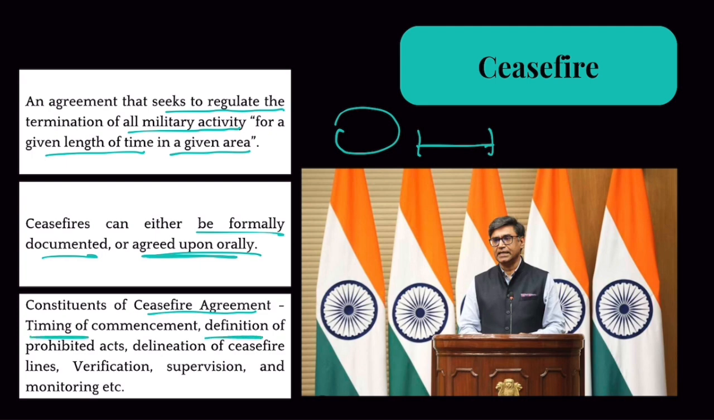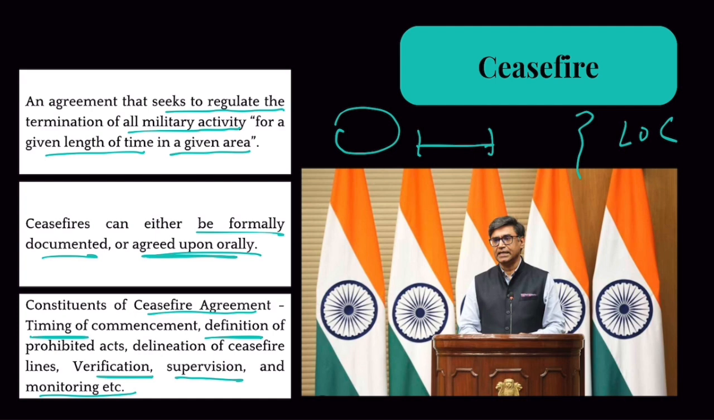Definition of what constitutes violation of ceasefire. Basically, definition of what is not allowed. Firing of guns not allowed, firing of shells not allowed, missile attacks not allowed. Everything should be written. You have to basically demarcate the ceasefire line also, which is currently in India the LOC. Verification, supervision, and monitoring mechanism should be in place.